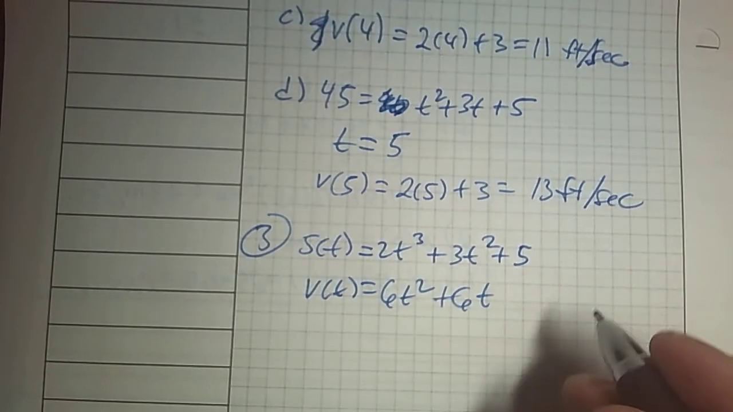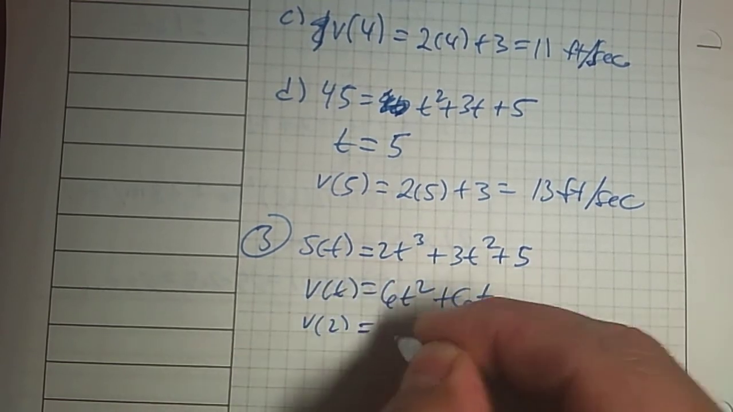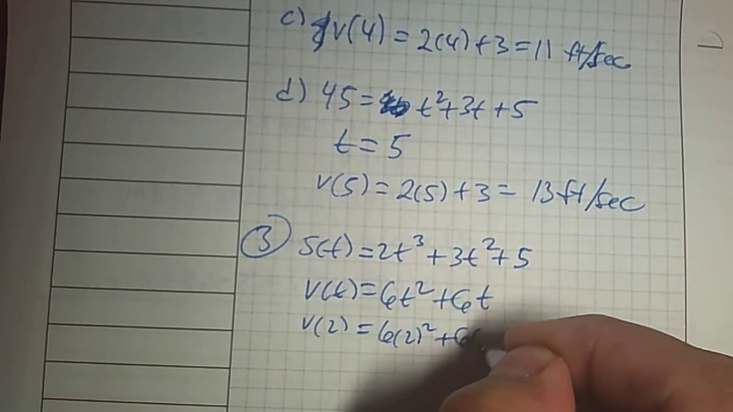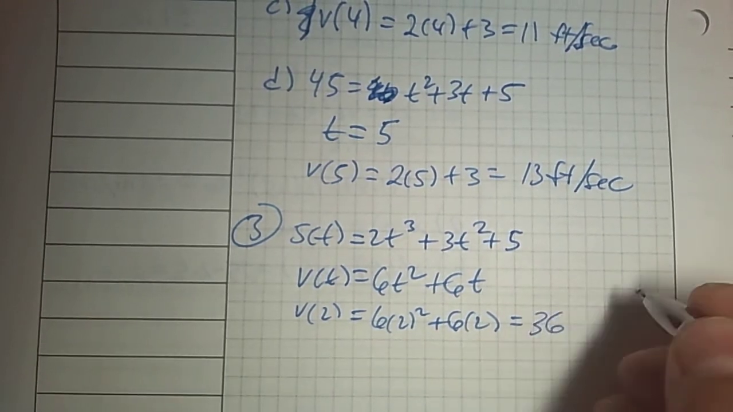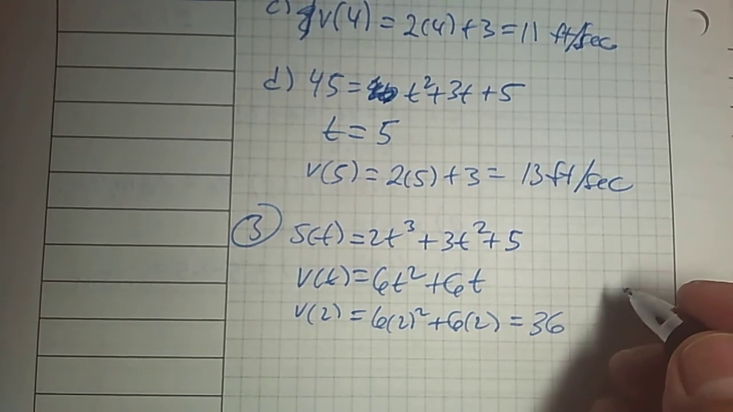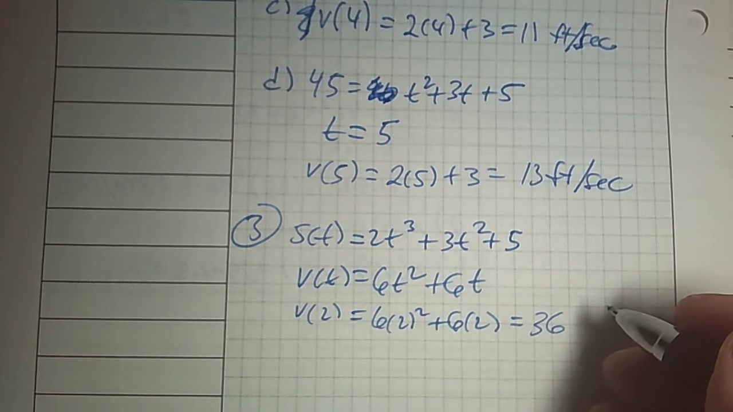Then it says at 2 seconds. So then we're going to plug in 2. Make sure you're aware of the units when you do that. So it is 36, and the units are in centimeters per second.